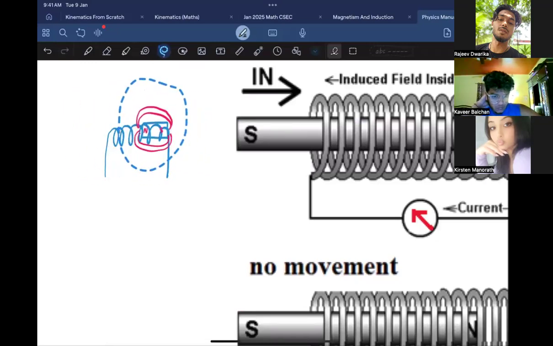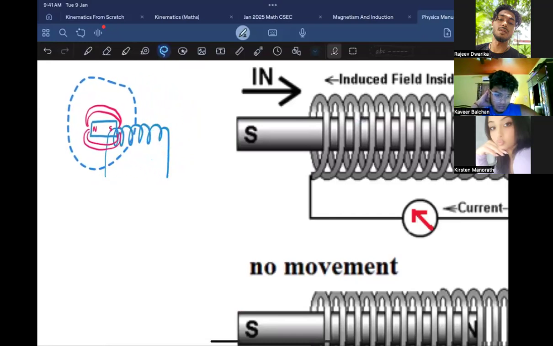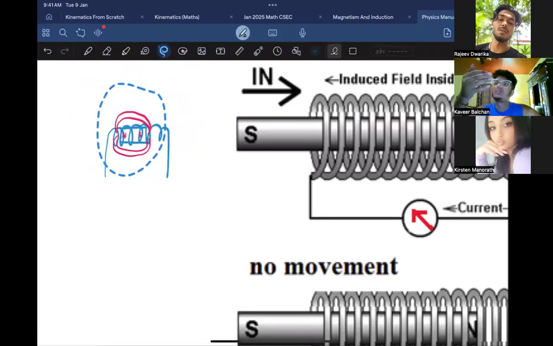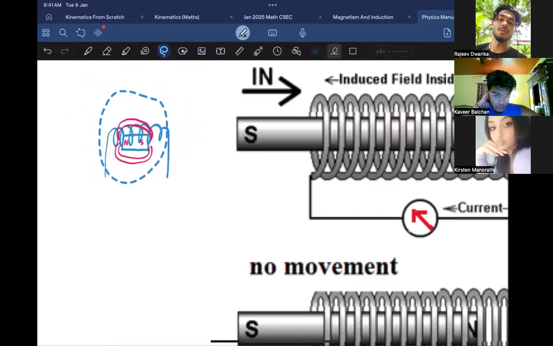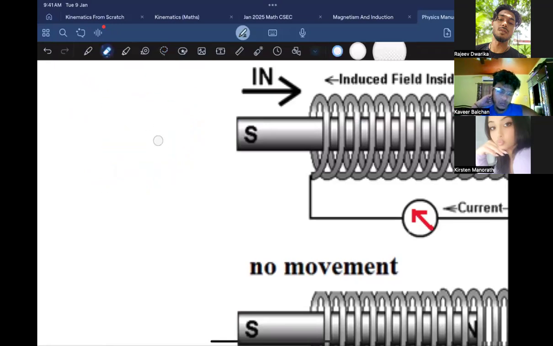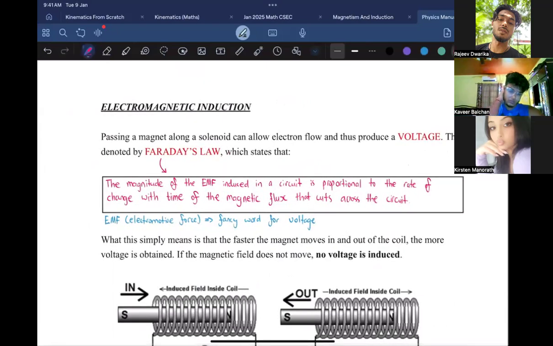It's moving all over. And because it's moving, wouldn't it cut the wires in the solenoid? And you can see it cutting the wires. And if it cuts any wires, if there's a change in magnetic field, then what is produced? A voltage, or electrical energy, right? Let me go through that one more time.